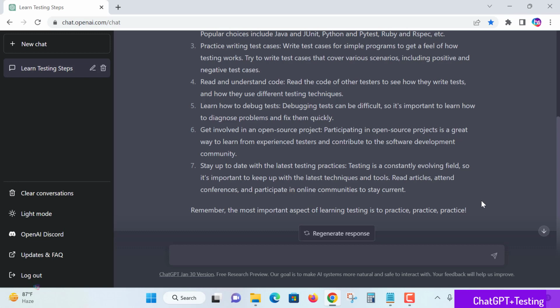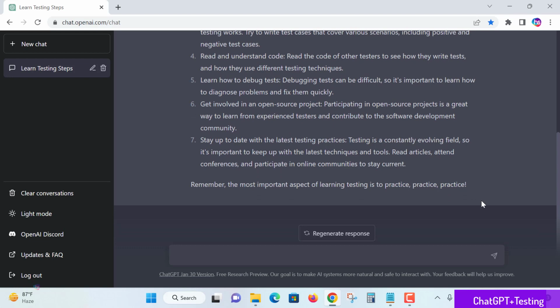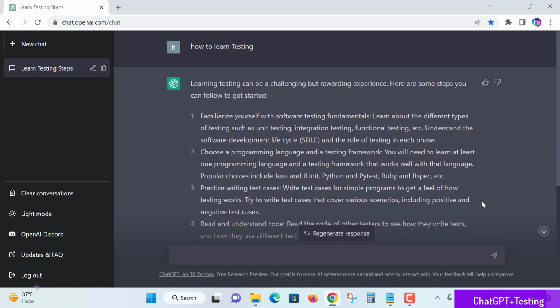Remember, the most important aspect of learning testing is practice. Just as coding requires more practice, in the same way for testing you also need to prepare test cases and scenarios and solve real-time challenges.